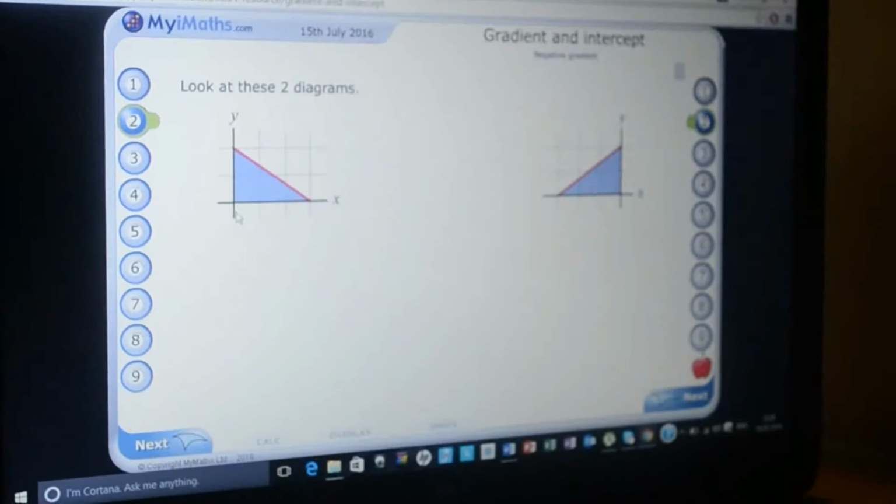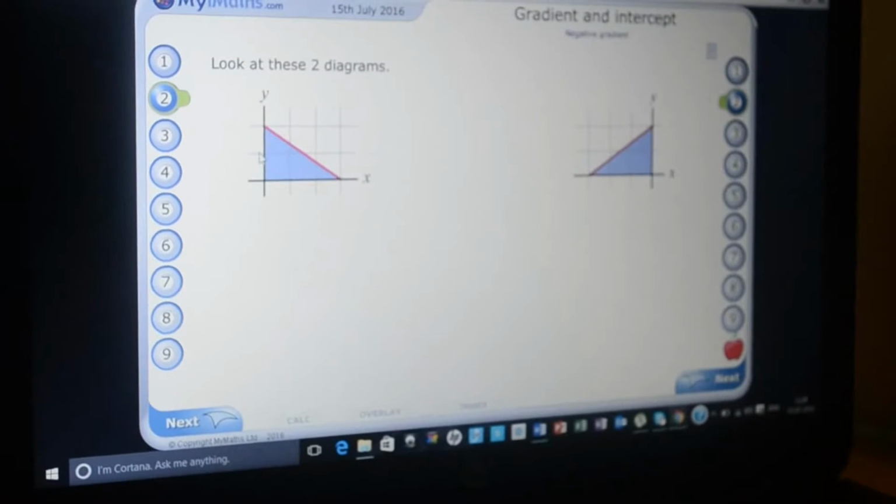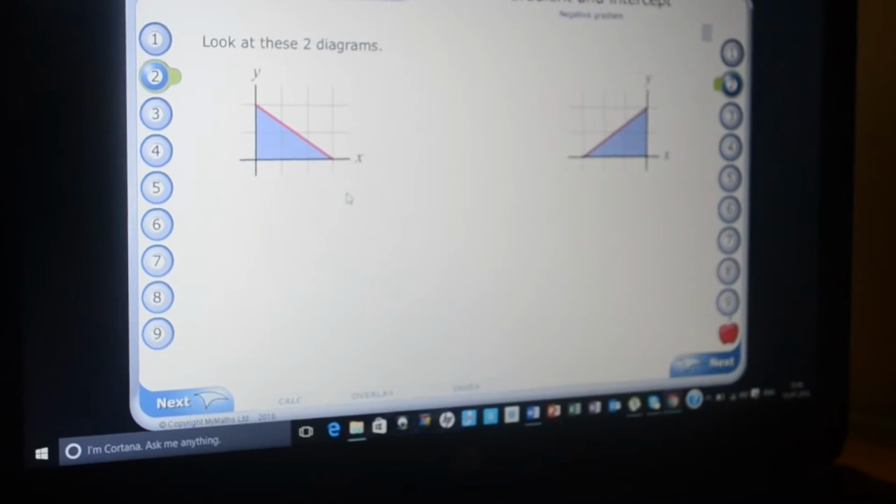So now let us take a look at this one. I can see that across we have 1, 2, 3 squares across. And how many squares up? 2 squares up. So it is up upon across. So 2 upon 3 would be the gradient of this pink line. Is that clear? Okay, let us try out this next one.